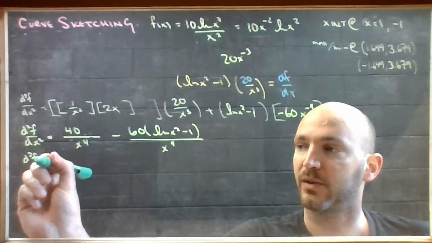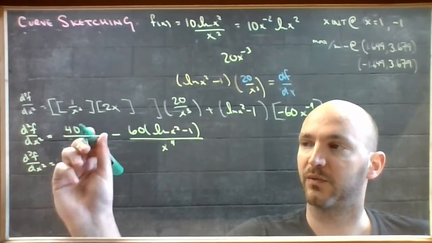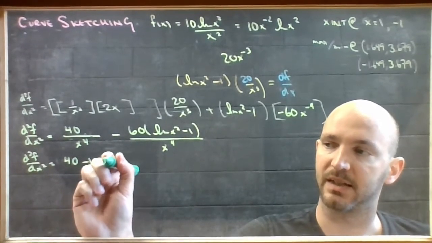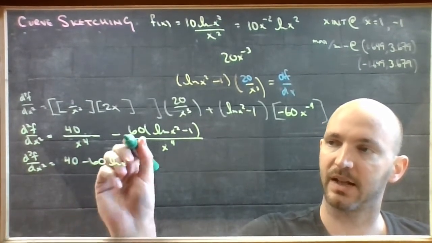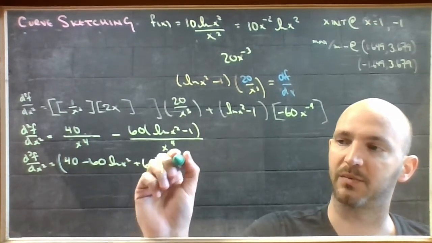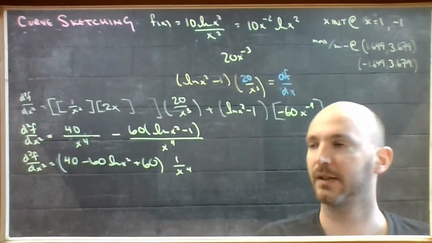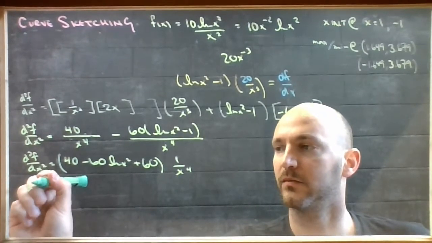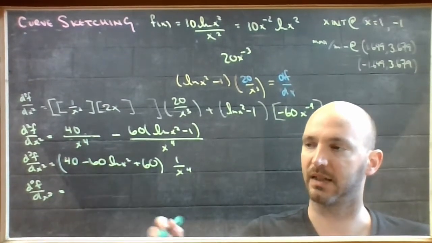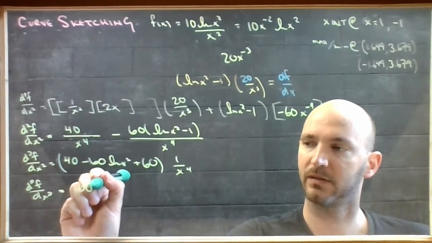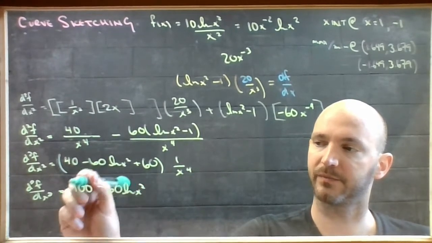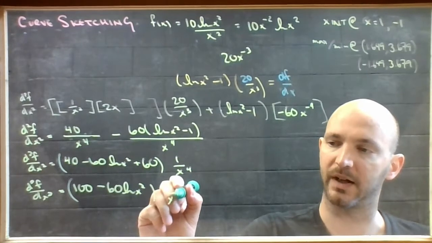So my second derivative then would be 40. Negative 60 times ln of x squared is negative 60 ln x squared. Negative 60 times negative 1 is plus 60, all multiplied by 1 over x to the 4. d2f by dx squared is 40 plus 60 is 100 minus 60 ln x squared, times 1 over x to the 4.